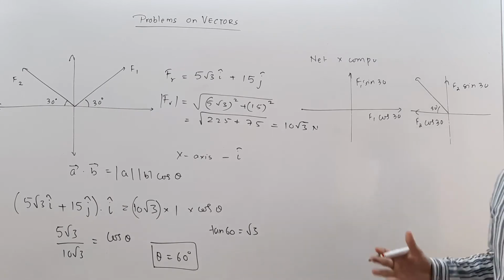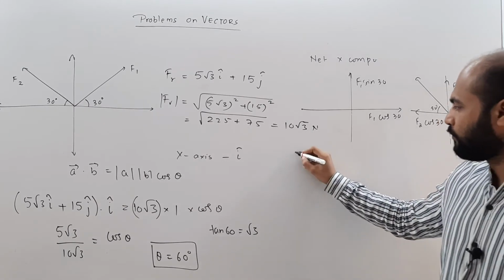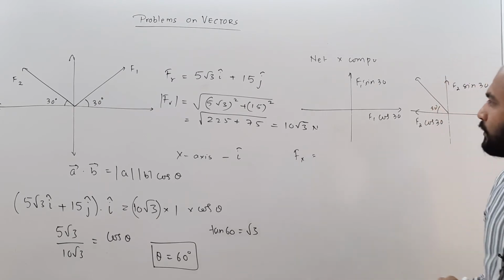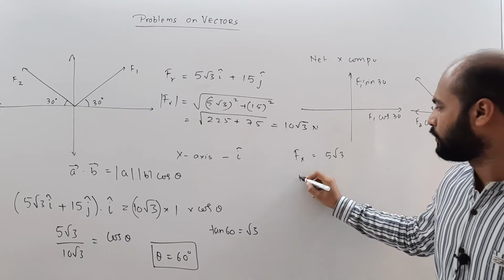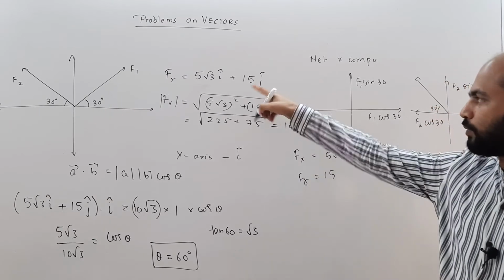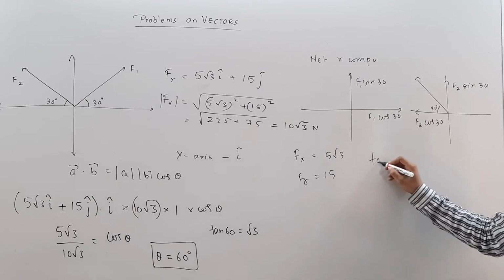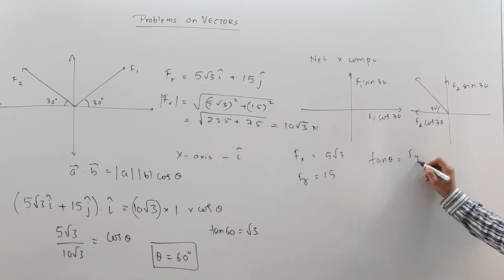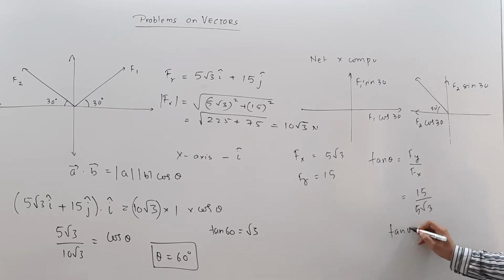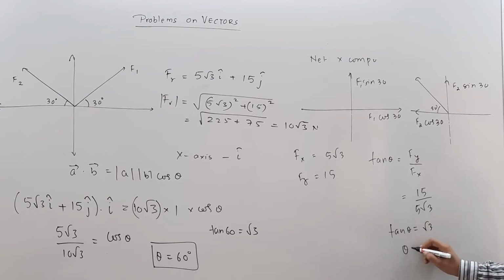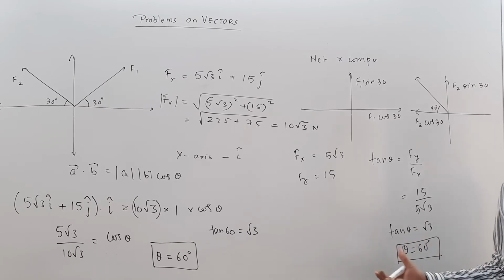So method number 2 for this is going to be, we have found fx. fx we found as 5 root 3, and fy we have found as 15 from here. So tan theta is given as fy by fx. So fy is given as 15 and fx is given by 5 root 3. So ultimately from here also tan theta comes as root 3, which means that theta is 60. So this is method number 2 to find the angle.